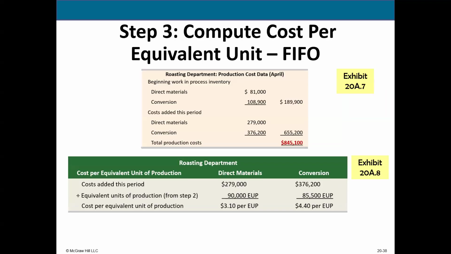The third step in the process is to compute the cost per equivalent unit the same way that we did before. We take the cost added during the period and we divide that amount by the equivalent units of production that we got from step two. The conversion cost per equivalent unit we can see is slightly different than when we did the weighted average method.